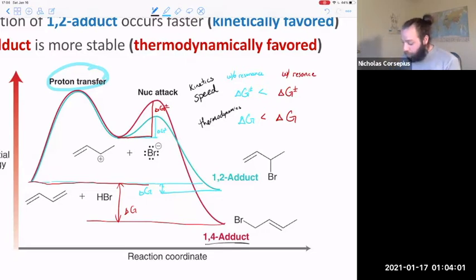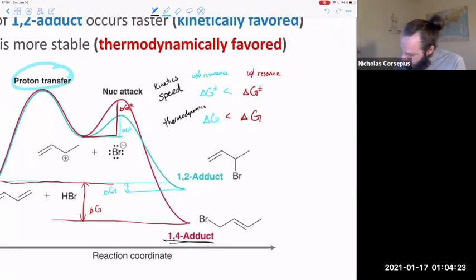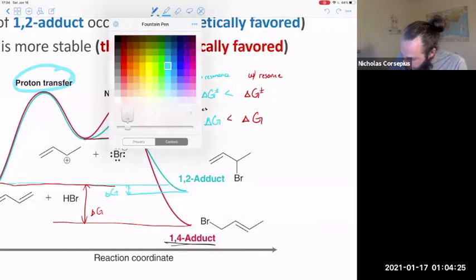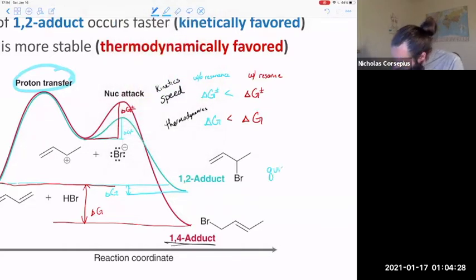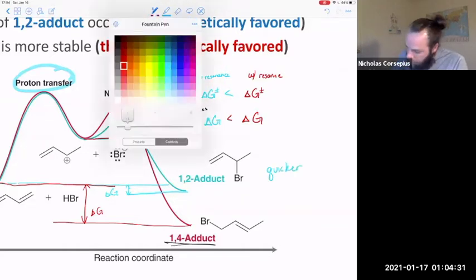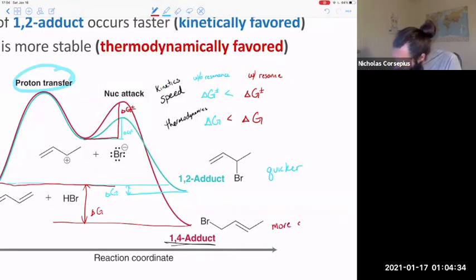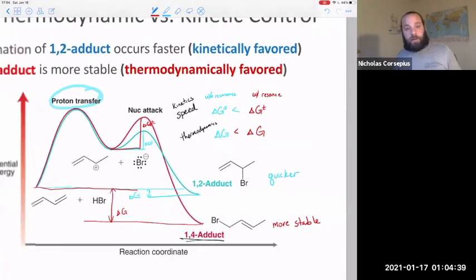Really, this means that the 1,4 adduct is more stable than the 1,2 adduct. So these are actually reverse sort of things. Even though in both cases we're saying that the delta G of the one without resonance is smaller, it means different things when we're talking about regular old delta G and delta G double dagger. It means that the 1,2 is quicker, but that the 1,4 is more stable. Okay, that's what this potential energy diagram just showed us.